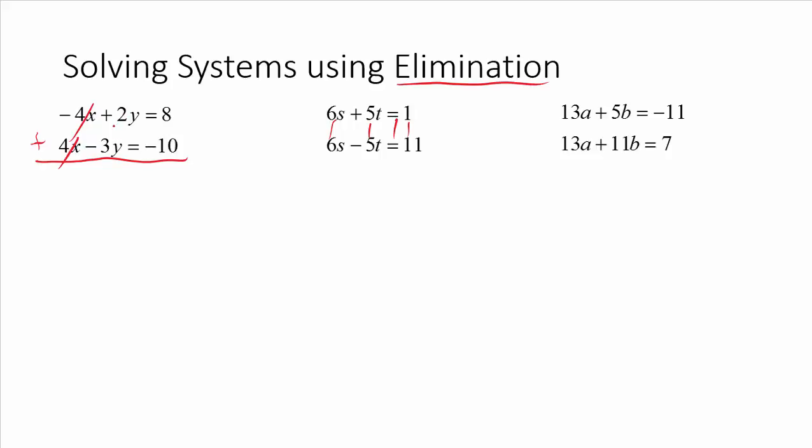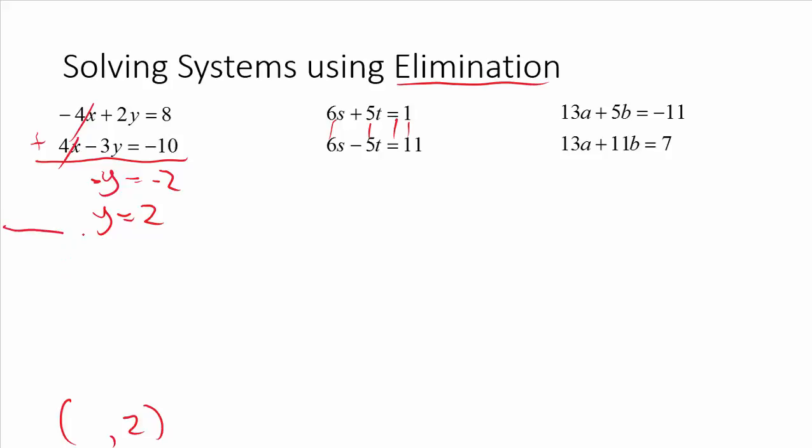Now I'm just going to keep adding down the column here. So 2y and negative 3y will give me a negative y, or negative 1y. That equals, if I add these two together, negative 2. And we've already pretty much solved for the y variable. If we divide by negative 1, we get y equals 2. So I'm just going to pop that in right here. The y-coordinate of the point that these two lines meet at is 2.